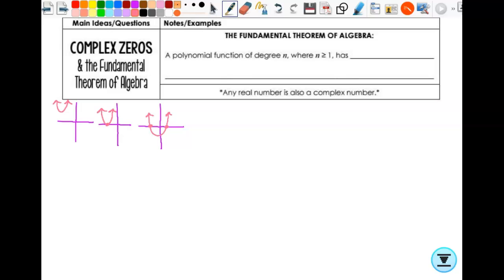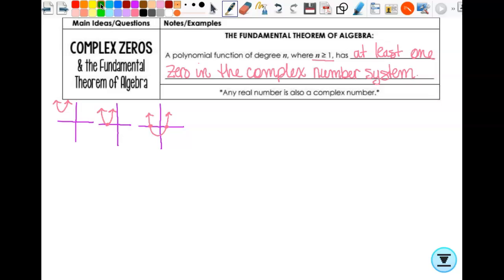That's what's happening there. Okay, so the fundamental theorem of algebra says a polynomial function of degree n, where n is greater than or equal to 1, so it could be a linear or more, has at least 1 zero in the complex number system. Okay, so let's think about what that says. We have at least 1 zero in the complex number system.